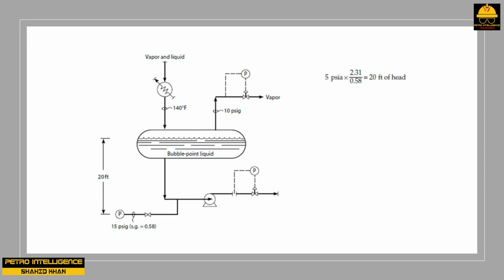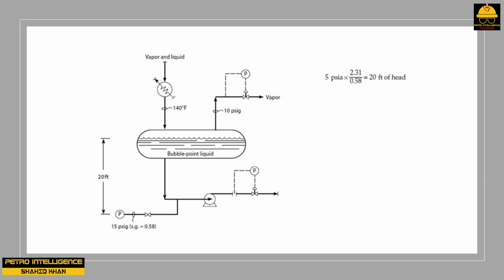Let us try again. Suppose we decrease the temperature of the drum, shown in picture, from 140 to 110 degrees Fahrenheit. This will also cool the liquid flowing into the suction of the pump by 30 degrees Fahrenheit. Will this colder liquid then provide more NPSH to the pump by suppressing the flashing of the liquid flowing into the pump's impeller? Answer is no.